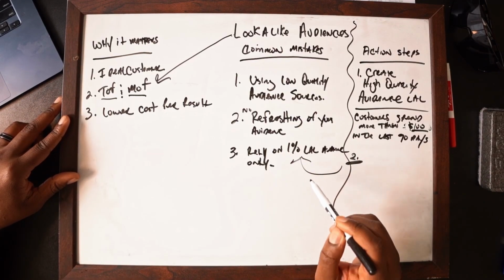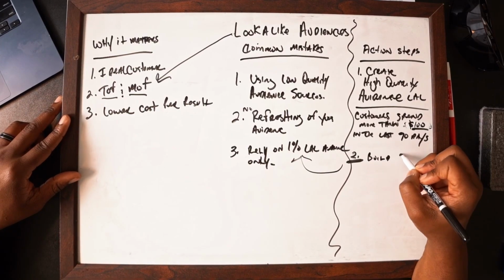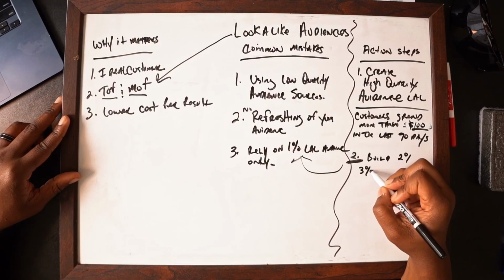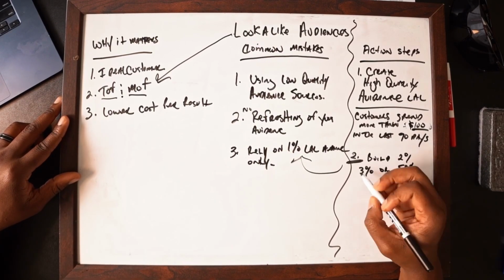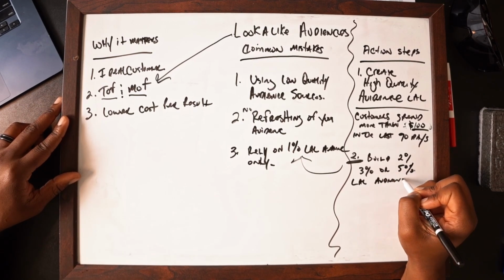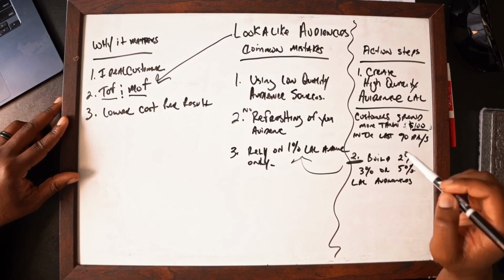Don't only rely on the 1%, build out 2%, 3%, or my favorite, 5% lookalike audiences. Okay? Build out 2%, 3%, 5%, right?